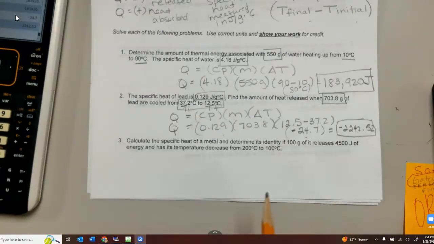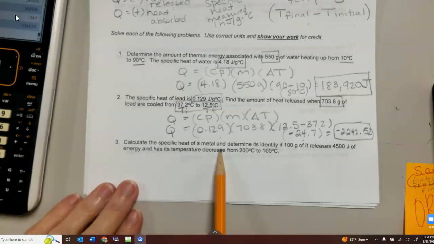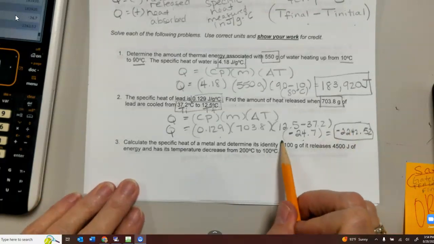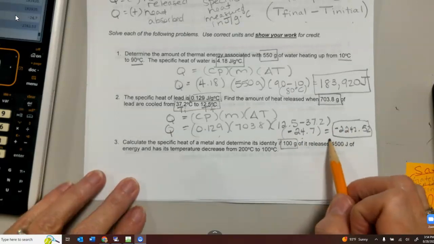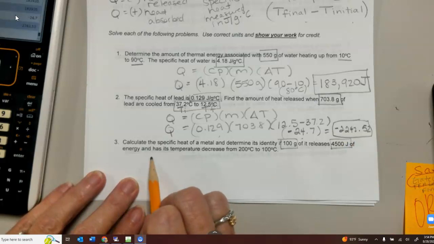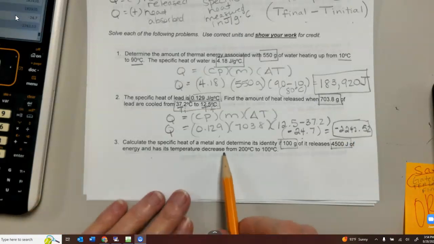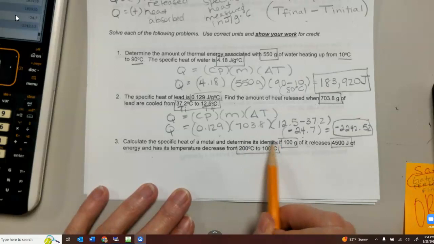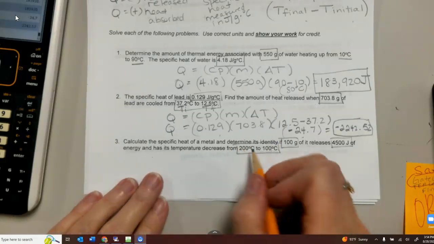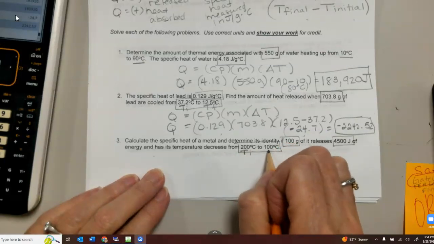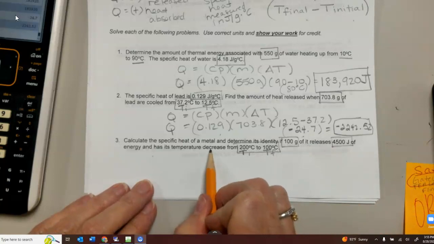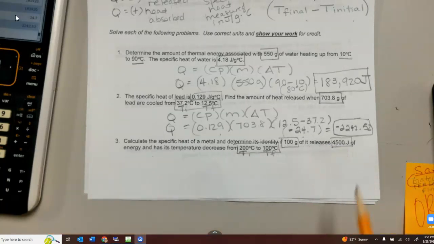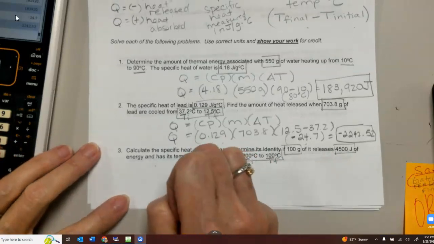Like on number 3, it says calculate the specific heat of a metal and determine its identity if 100 grams of it releases 45,000 joules of energy and has its temperature decrease from 200 to 100. Okay, so again, we've got initial temperature and final temperature, and temperature is decreasing, and we're releasing 45 joules of energy. So again, I'm going to write this out.